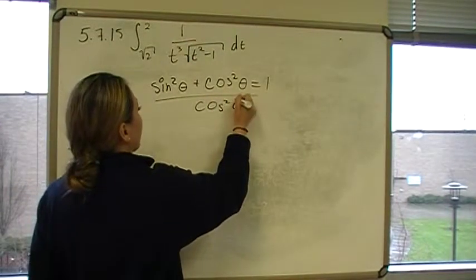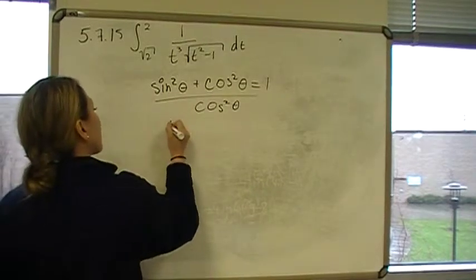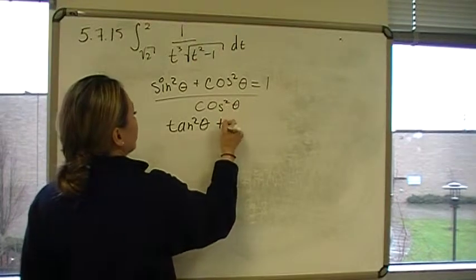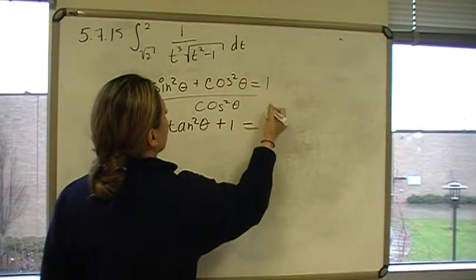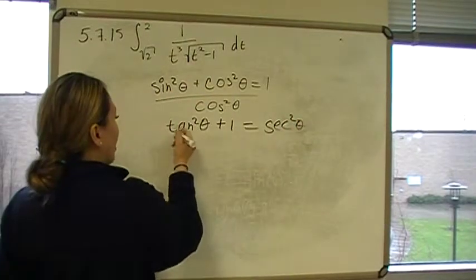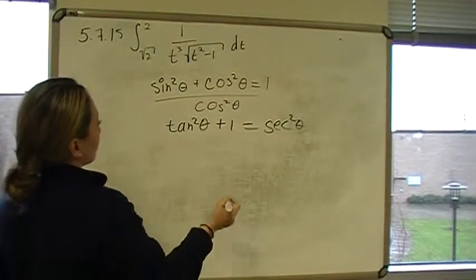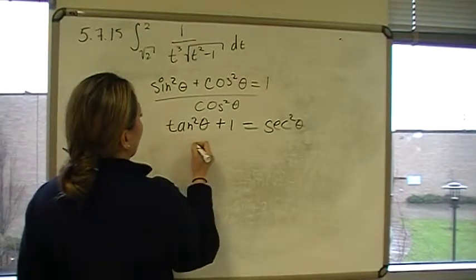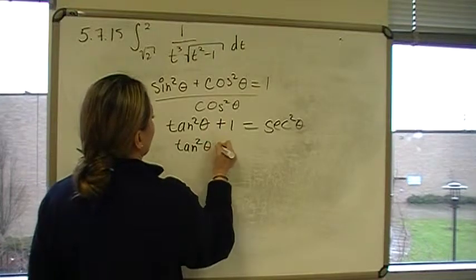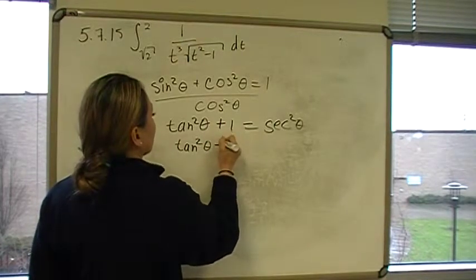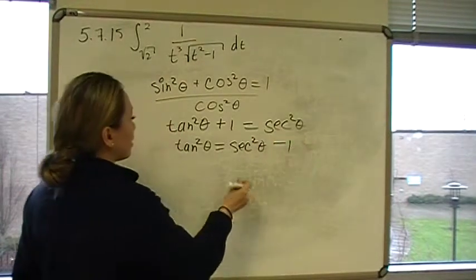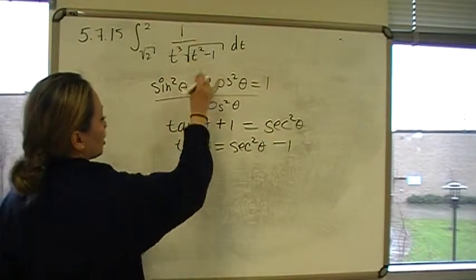Cosine squared theta. Sine over cosine gives us tangent squared theta. And cosine over cosine is 1. And 1 over cosine is secant squared. Okay, if I bring secant squared theta over there, tangent squared theta is equal to secant squared theta minus 1. I have something that looks exactly like that junk inside.